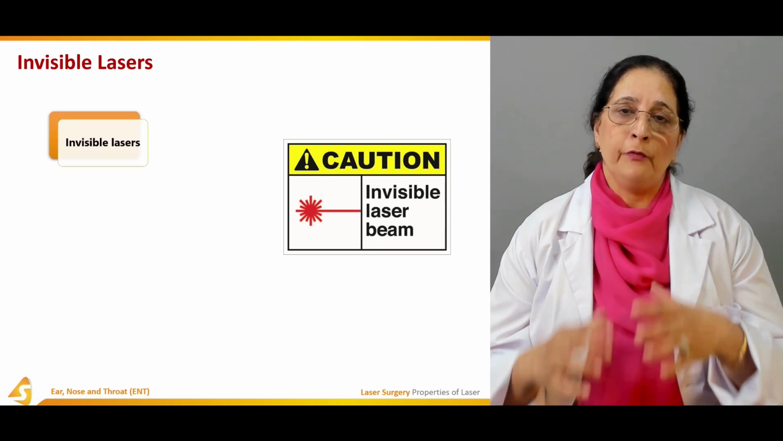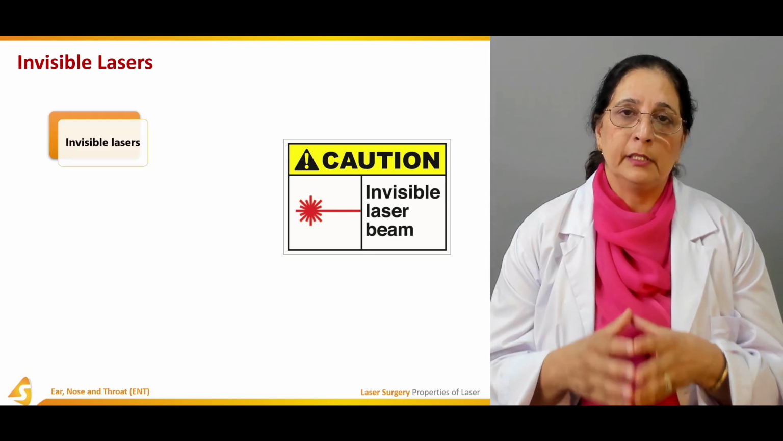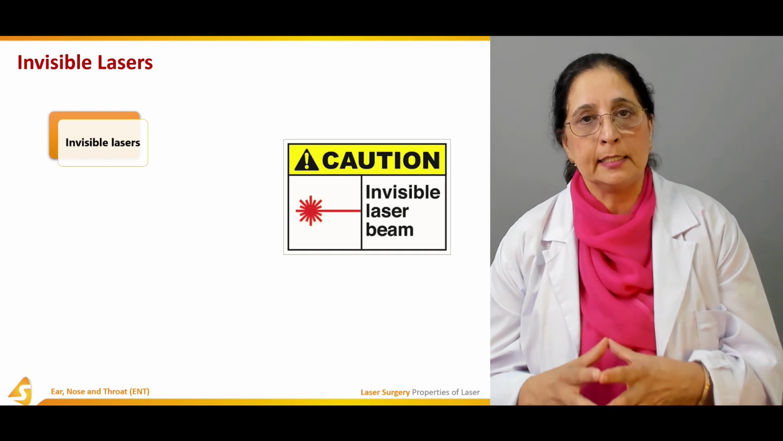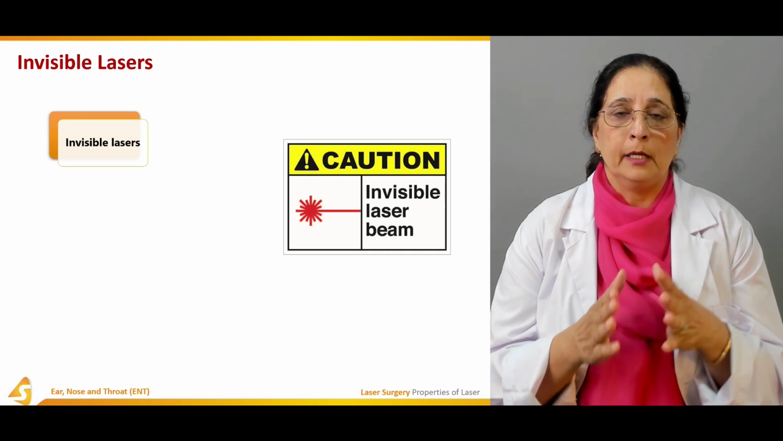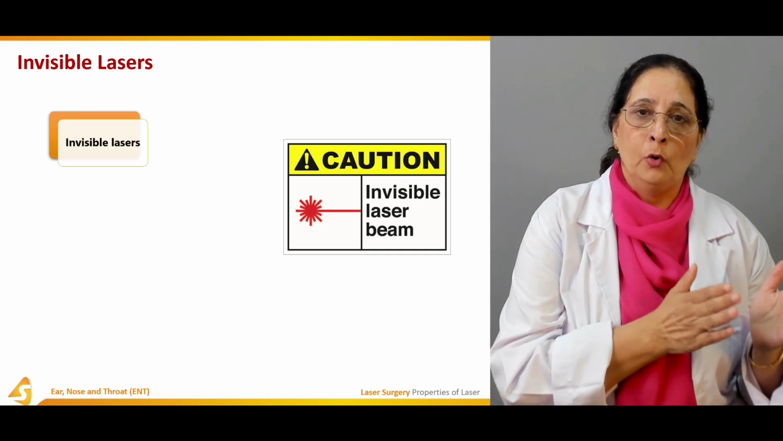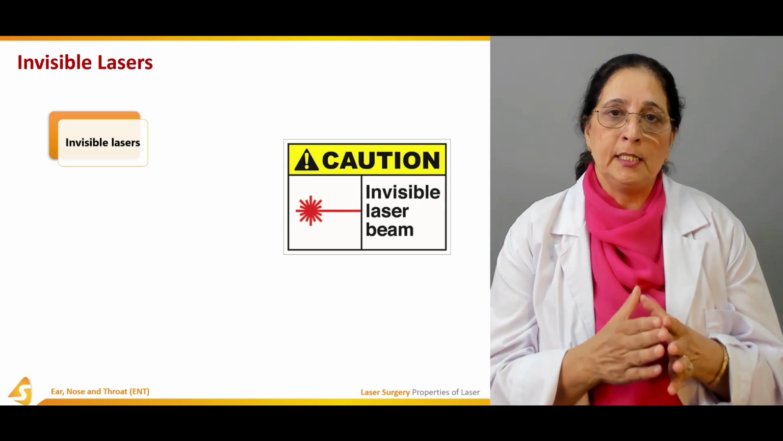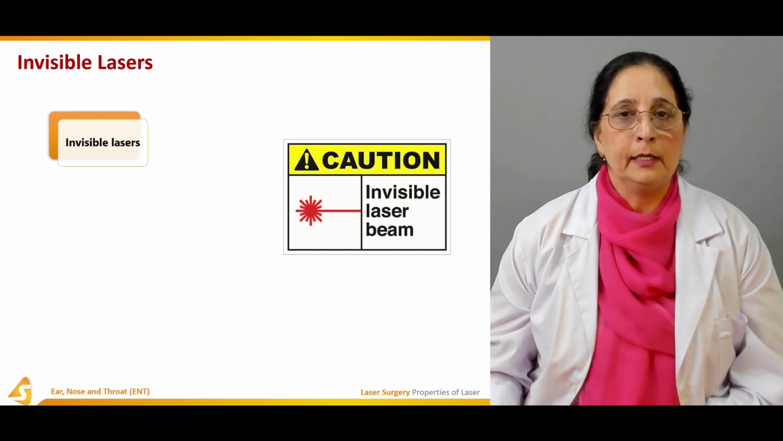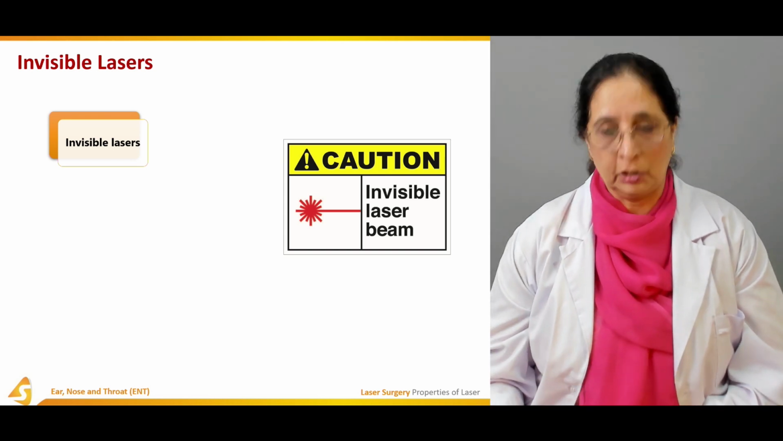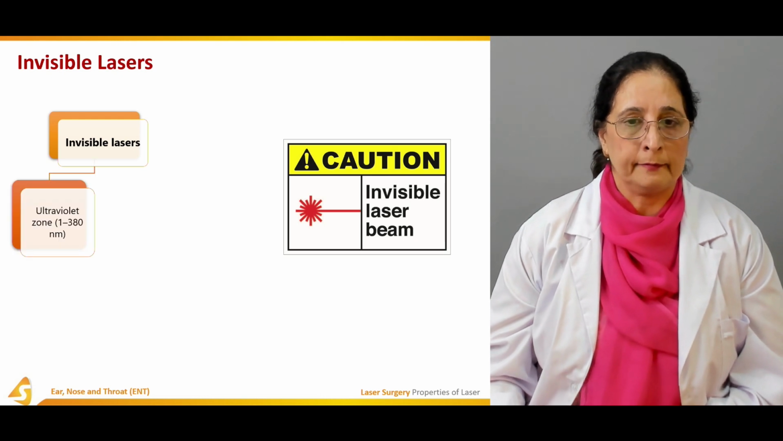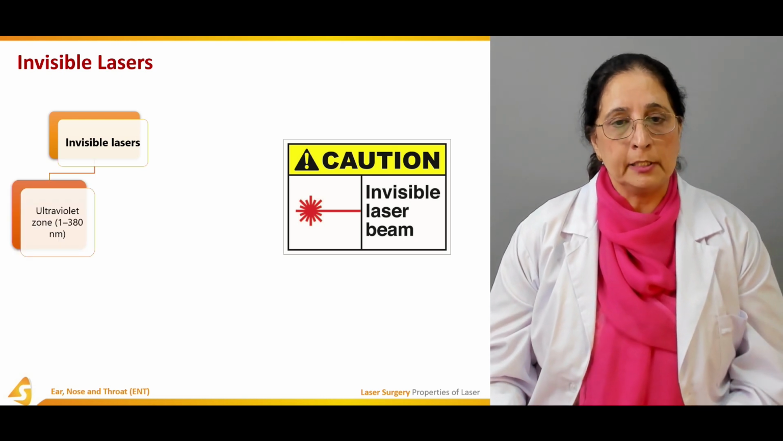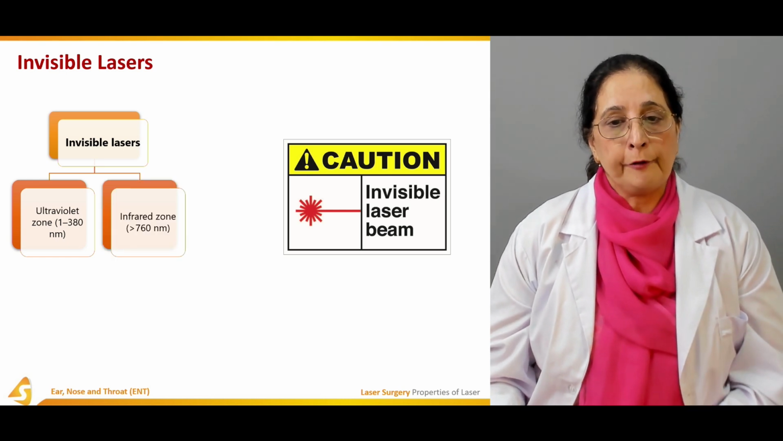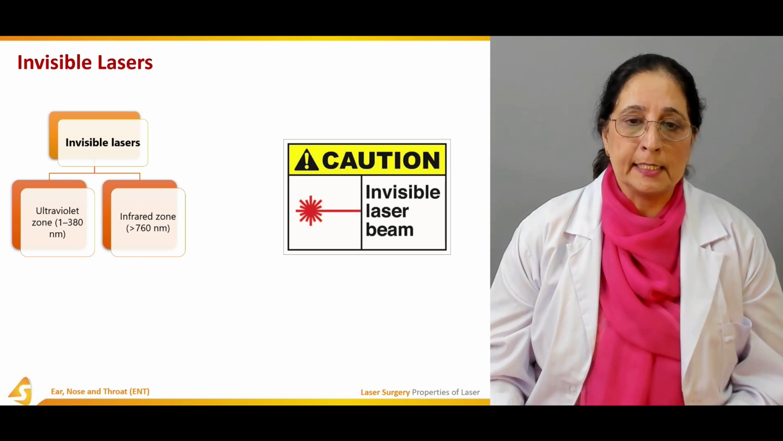Invisible lasers. Now we know the range of wavelength for the visible laser, which is between 380 to 760. So all the lasers with wavelengths between 1 and 380 are invisible, and above 760 they are invisible lasers. Now the further classification of the invisible lasers: we have the ultraviolet type, which is between 1 to 380. Infrared is more than 760.